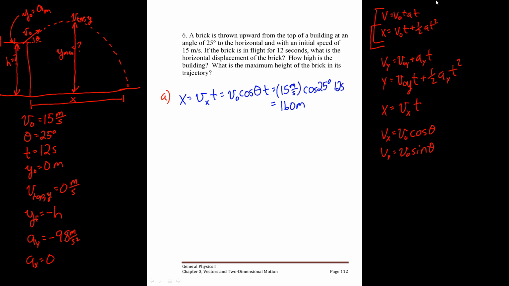Now I also want to know how high is the building, what is h, and what is the maximum height of the brick in its trajectory.